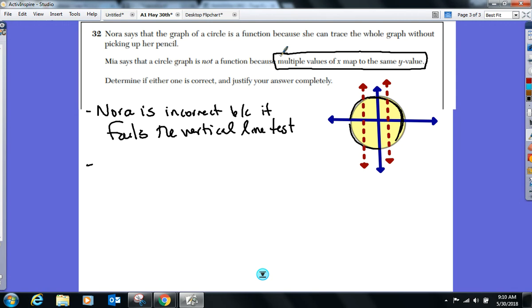It's got to be the other way around, right? Go ahead. Correct. All right. The x values cannot repeat. So Mia is right, but has the wrong explanation.